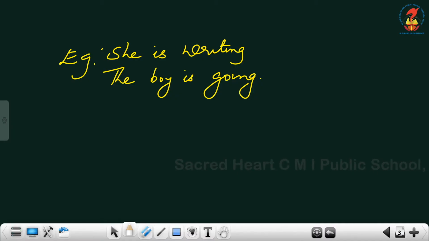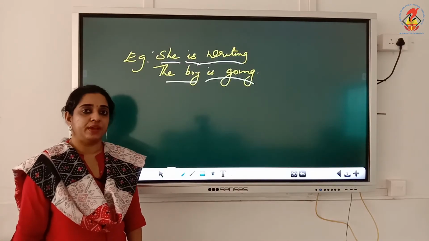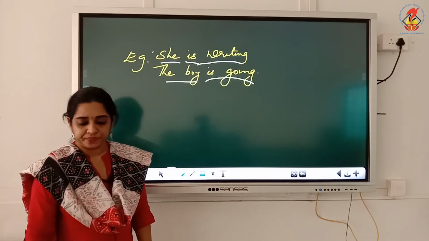She is writing. She is writing what? It's not clear, but still it seems to be sensible, as it has a subject, she, and verb, is. The boy is going. The boy, subject, is going, verb. Here also, is writing, verb. So a subject and verb will be there for a clause.